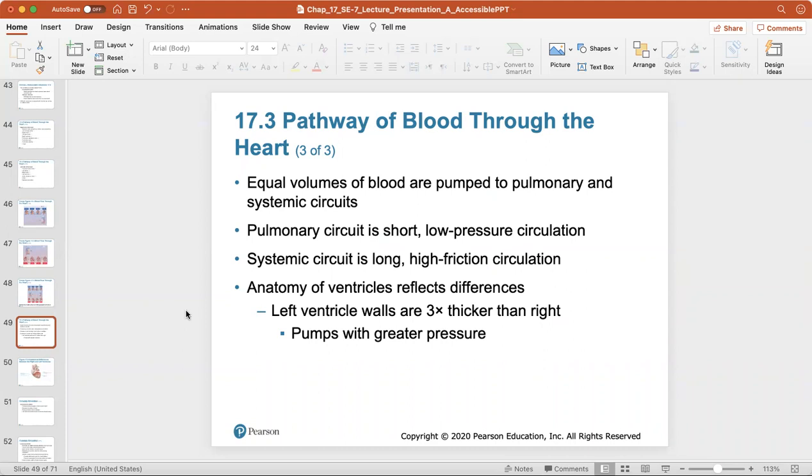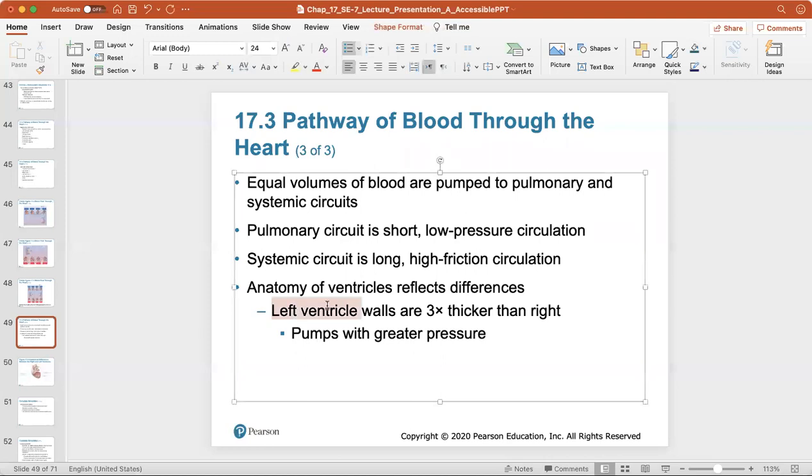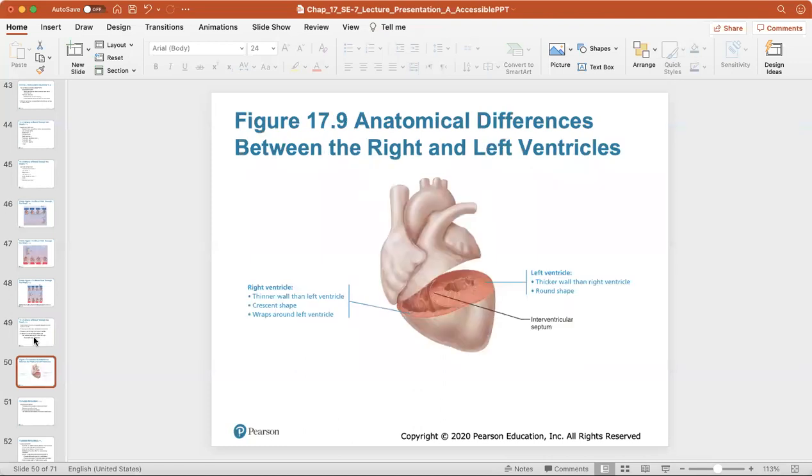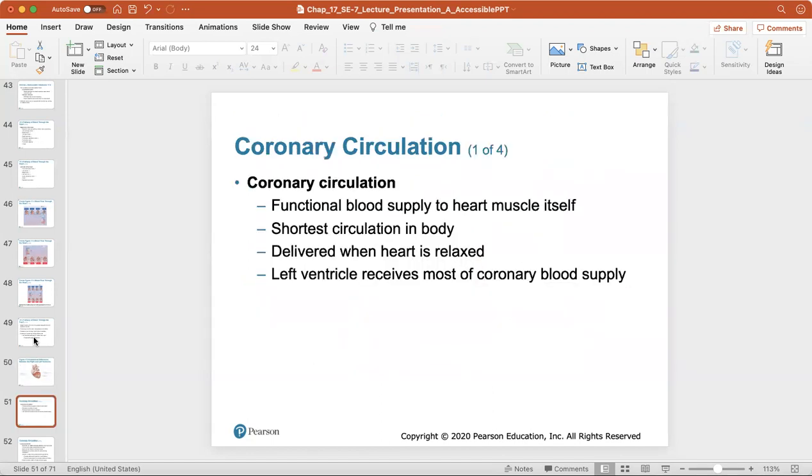So the left ventricle walls are about 3 times thicker than the right ventricle. So the left ventricle is the one that will pump with much greater pressure because it's supplying blood to all of the body's tissues. So here's a look at the anatomical differences between the right and the left ventricles. The coronary circulation then is the blood supply to the heart muscle itself. It's the shortest circulation in the body because it just has to go from the heart and then arteries to the heart itself.